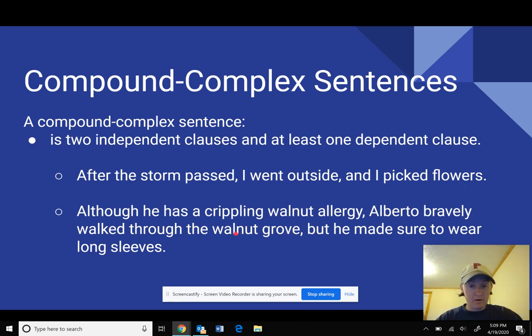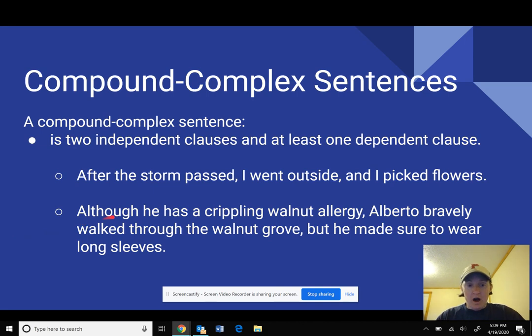All right, the final one is a little bit of a lengthy sentence, but it is a compound complex, and let's take a look at why. Although he has a crippling walnut allergy, Alberto bravely walked through the walnut grove, comma, but he made sure to wear long sleeves. So again, a lot there, but just break it down by what you see. Again, think about Awubis or fanboys where you're seeing commas. Try to give yourself the best chance of getting this right.